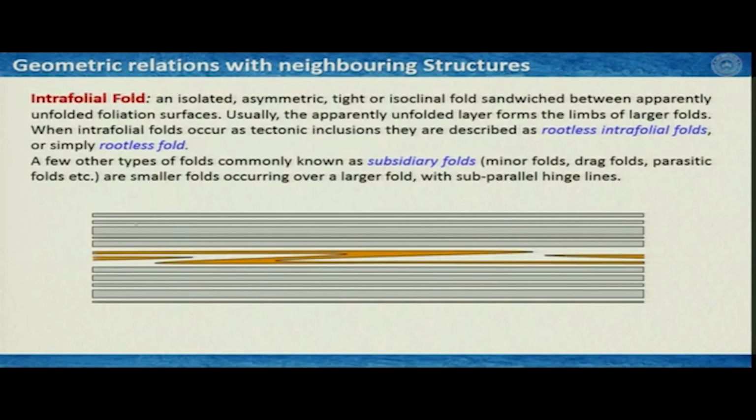So, you see you have strata with apparently no deformation, at least in this section, and in between you have a layer which is strongly asymmetric, very tight fold in between, or which is sandwiched between almost virtually undeformed layers, at least in this section, and these are known as intrafolial folds within finely laminated layers.